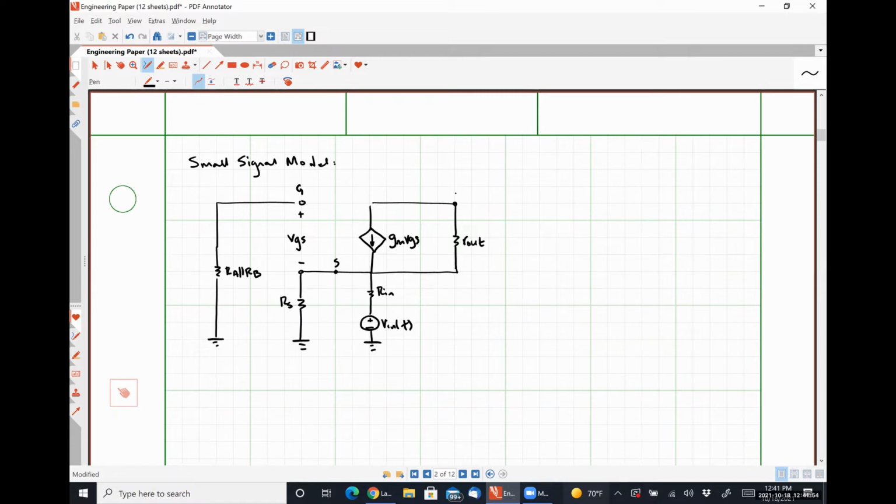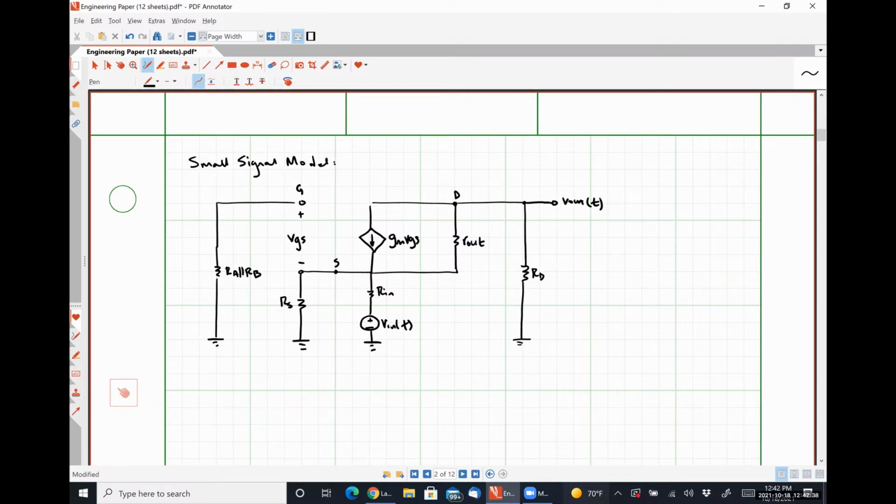And between my drain and my power supply, which just to remind you, my power supply is treated as an AC ground, I have that resistance RD. And the drain terminal is where I take my output voltage. So this small signal model is a little complicated, all right? So a couple of things that we can do to potentially simplify some things here.